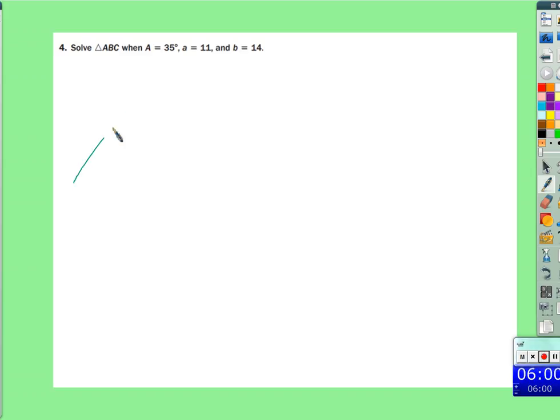I like to draw my triangles. This is just my general triangle. The first angle that I draw, just in case there's only one angle, I like to put at the bottom left, just for consistency. 35 degrees, so that's angle A. So side A will be across from it. That'll be 11. And this will be 14. So let's label the rest of them. And so this will be B.